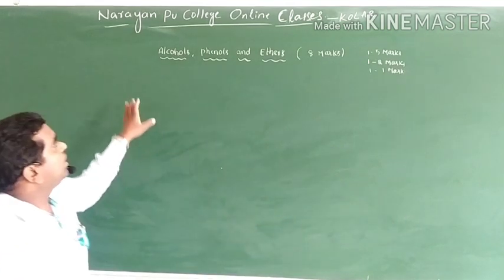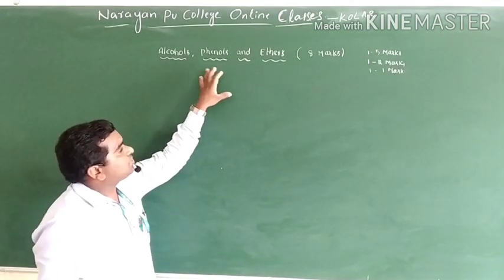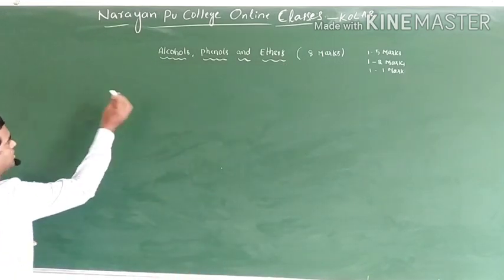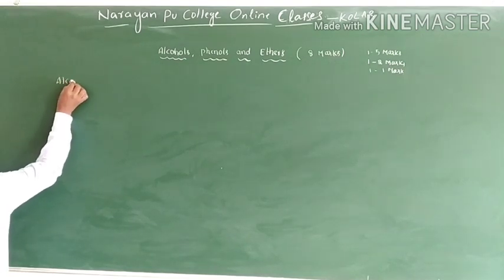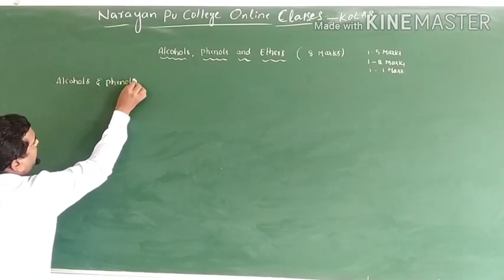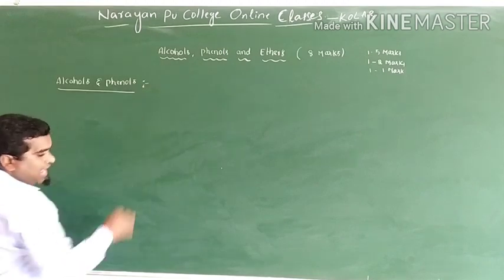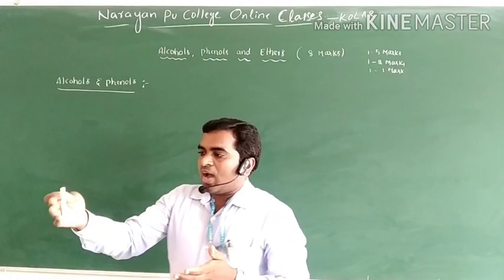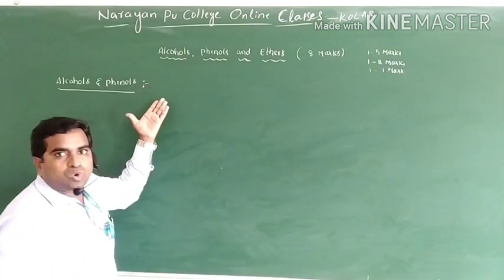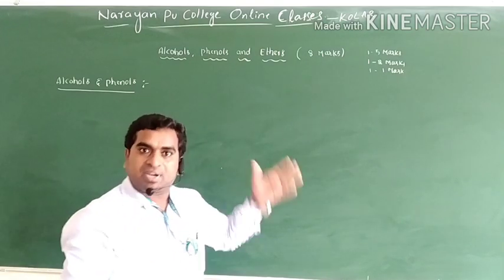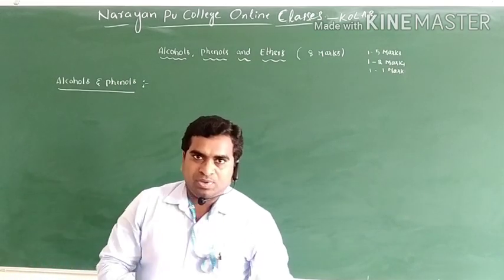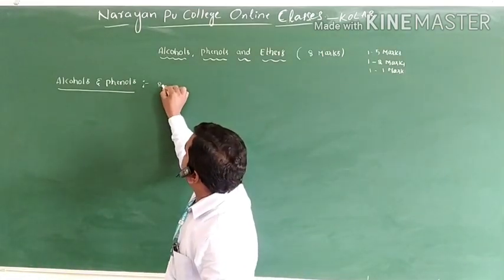So first of all, we will discuss what alcohols and phenols are, and after that we will go to the ethers. How are alcohols and phenols obtained? Previously we discussed how alkyl halides and aryl halides are obtained. In the same way, there hydrogen atoms are substituted by halogen atoms, but in this case hydrogen atoms are substituted by the OH group.